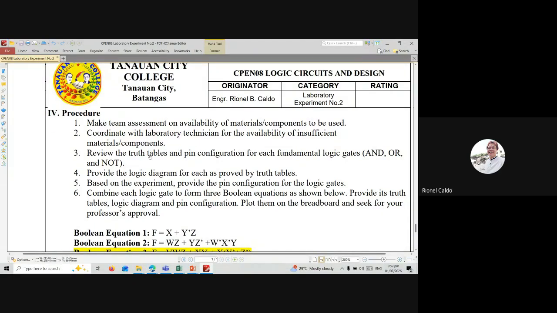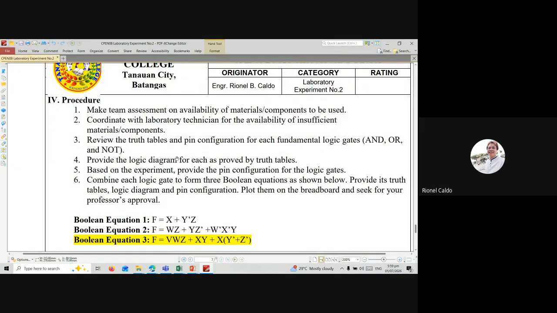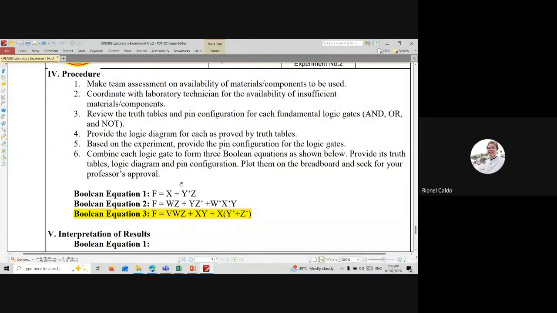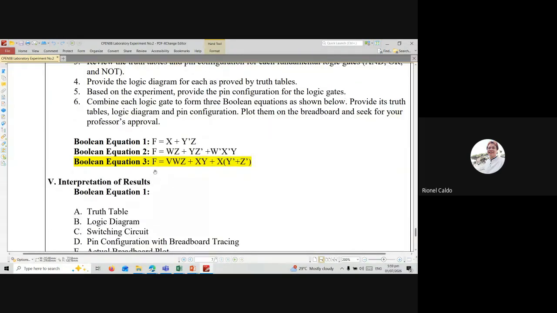Then review uli nyo yung truth tables and pin configurations ng fundamental logic gates and then not, and provide yung logic diagram for each as proved by the truth tables. Based on the experiment, you also have to provide the pin configuration for the logic gates and combine each logic gate so that we could form the three Boolean equations as shown below. Provide its truth tables, logic diagram, and pin configuration, and then plot them on the breadboard and seek for my approval.